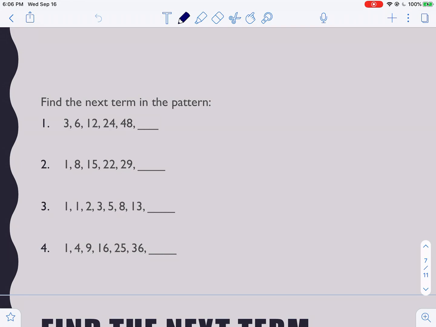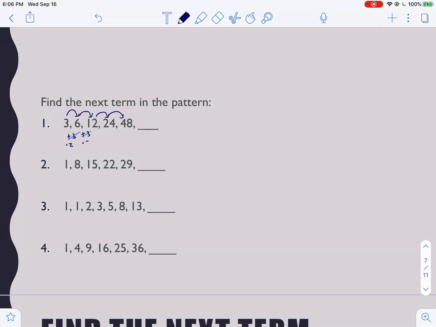We have 3, 6, 12, 24, 48. If we wanted to find the next term in that pattern, we would look at our skills and say, okay, how do I go from 3 to 6? Well, you could add 3 to go from 3 to 6. Well, how do I go from 6 to 12? I don't add 3, so adding 3 no longer works. The pattern has to be the same the entire time as you move.